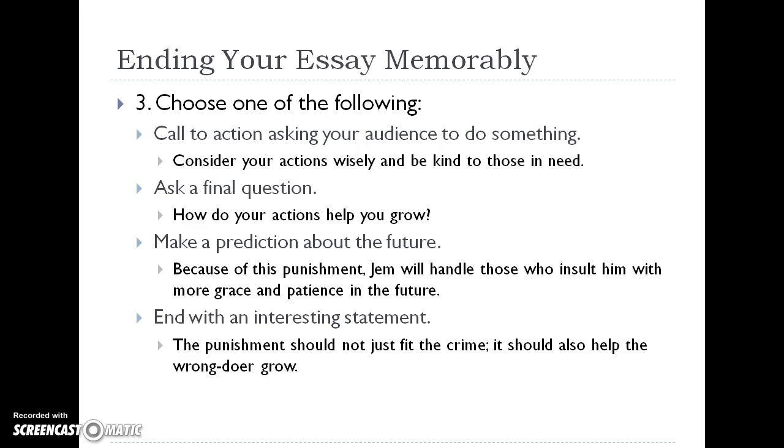All right, so from here, this essay graphic organizer has to be completed in order for you to actually write your essay.